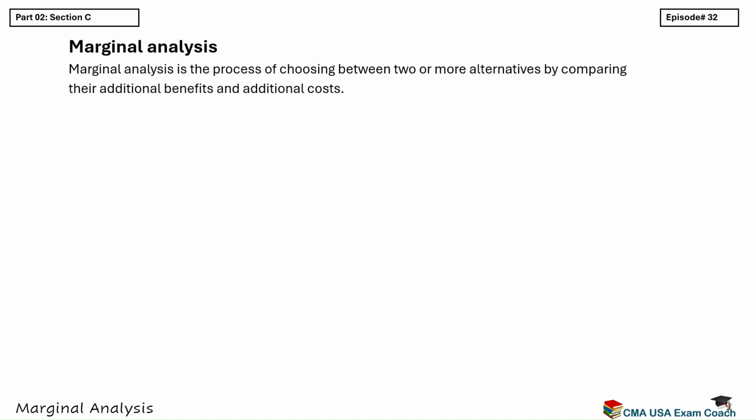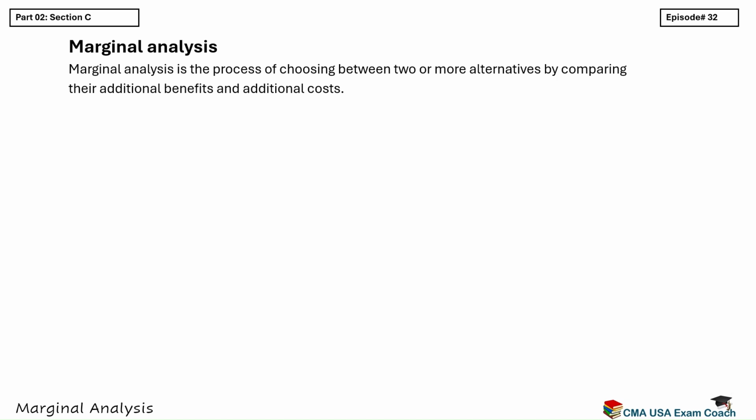Let's now understand the core idea of marginal analysis. Marginal analysis is the process of choosing between two or more alternatives by comparing their additional benefits and additional costs. In business, managers are constantly faced with choices. For example, should we accept a special order? Should we make the part in-house or buy it from outside? Should we discontinue a product line?